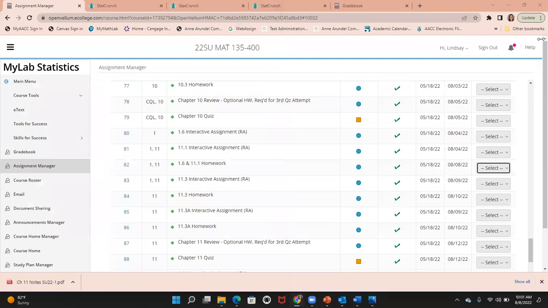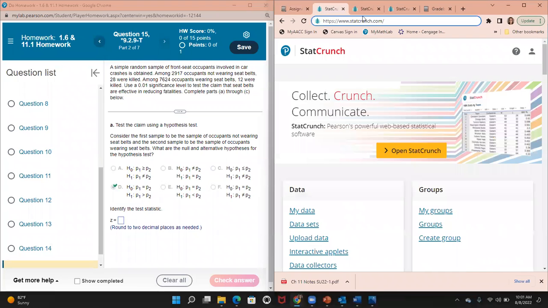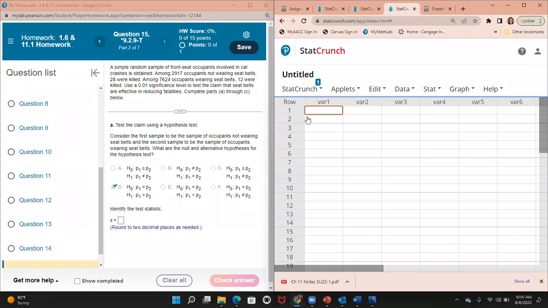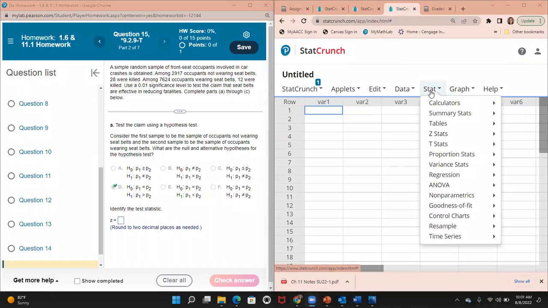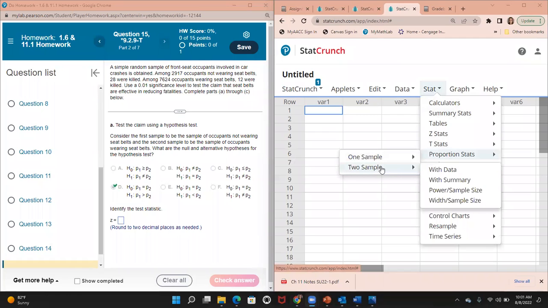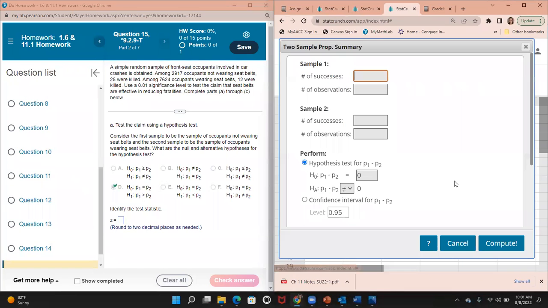What we're going to do is enter in both of the pieces of information for group 1 and group 2. Okay, so we're going to do Stat, and then Proportion Stats, right? Because this is talking about 2 proportions. And then we have 2 samples, and this is with summary. Okay, so sample 1, again, is the people who were not wearing a seatbelt. So the number of people killed is 28.